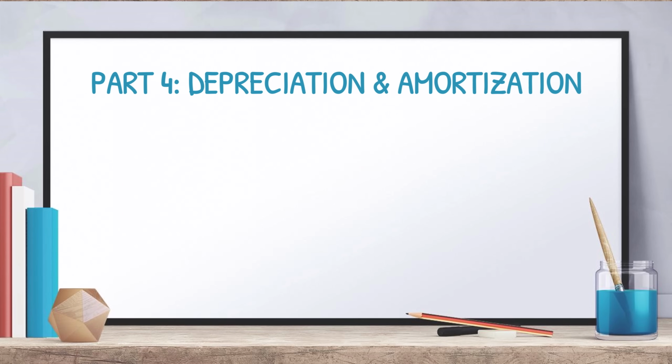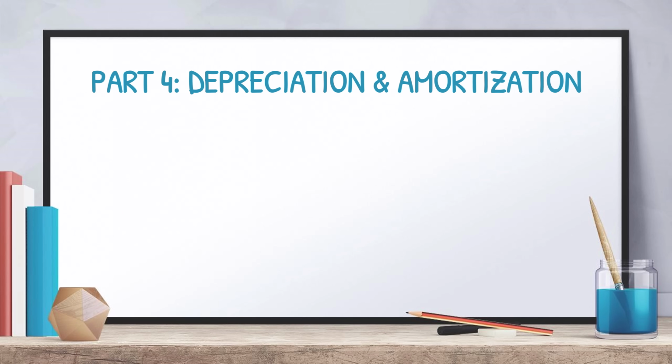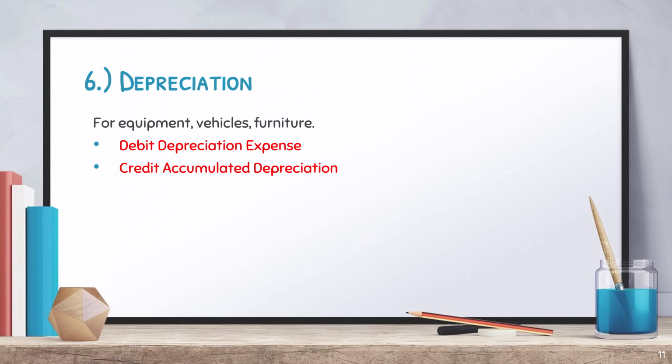Part 4, Depreciation and Amortization. 6. Depreciation. For equipment, vehicles, furniture, book this entry. The logic is assets wear out. We spread the cost over time. It's important to remember we don't credit the asset directly. We use accumulated depreciation.